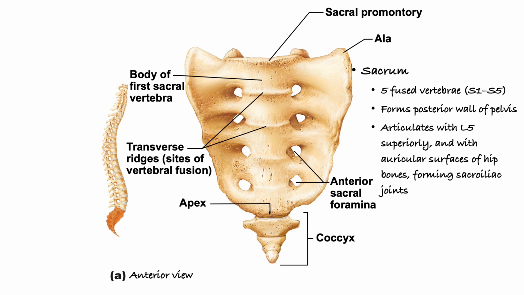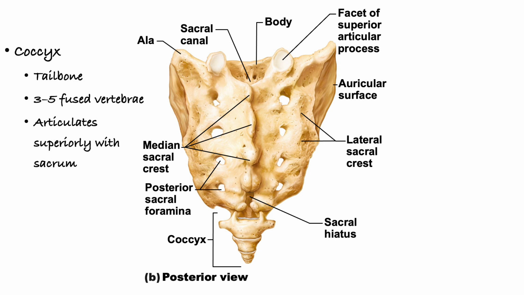They're separate sacral vertebrae. They form the posterior wall of the pelvis, and they articulate with L5 superiorly and with auricular surfaces of the hip bones, and by doing so they form the sacroiliac joints. And we cannot forget these holes. These are called sacral foramen or sacral foramina. These are where nerves are going to pass through. And since we are here, we'll discuss the coccyx.